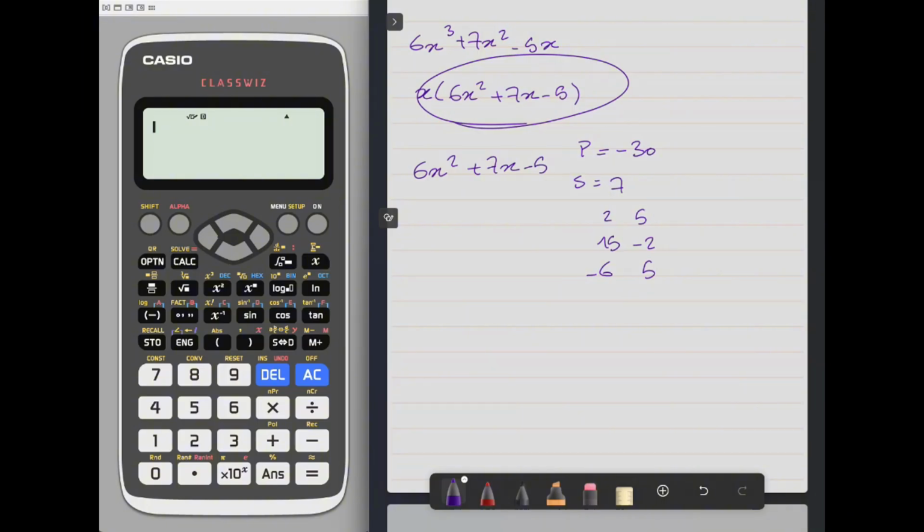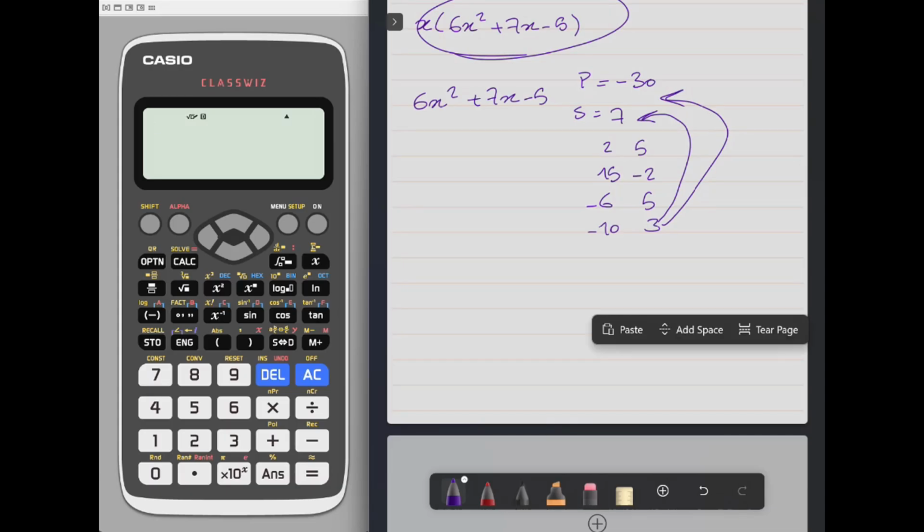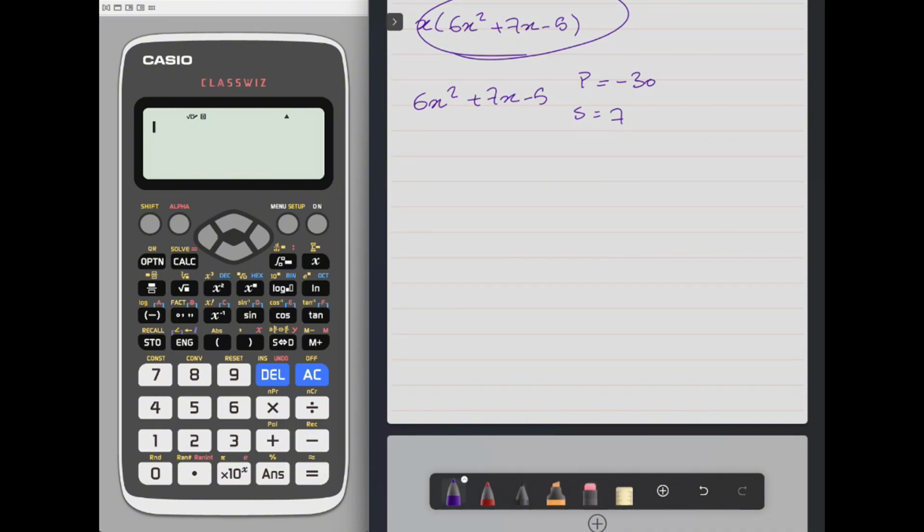And let's say minus 10 and 3. Their product is going to be minus 30, but their sum is going to be minus 7. Oh dear. I was very close. So you're close. You just write 10 and minus 3 and it will be all good. So you can write 6x squared plus 7x minus 5 as 6x squared plus 10x minus 3x minus 5.